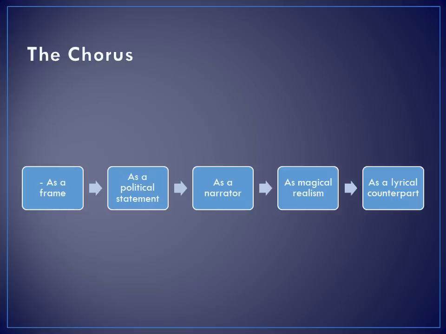The chorus also becomes a lyrical counterpoint. A number of language registers are used in the play. The chorus itself, with the animals, they present a lyrical style and suggest that there is a beauty that goes beyond the hardships of life that we see experienced by the little family.